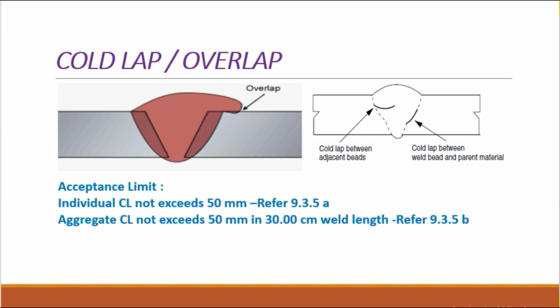So what will be the overlap acceptance limit? The individual overlap should not exceed 50 mm, as mentioned in reference 9.3.5a. And aggregate overlap should not exceed 50 mm in 300 mm of weld length, in 9.3.5b. So this is the acceptance limit in the code. Individual should not exceed 50 mm. If it is aggregate, it should not exceed 50 mm in 300 mm weld length.